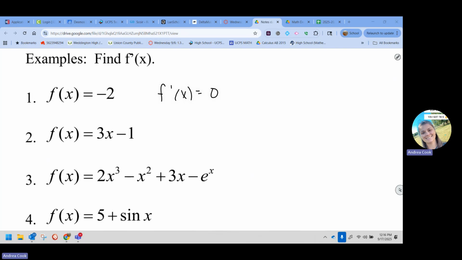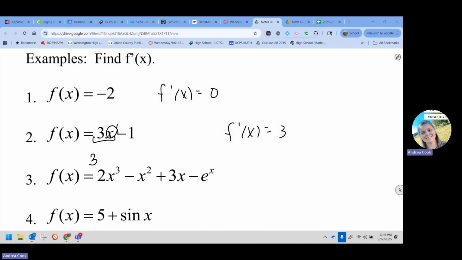On number 2, I have a linear function. Remember, derivative is just the slope. So just thinking ahead for a second, I know my derivative here will have to be 3 because that's the slope of this linear function. But let's talk about it in the context of the rules we just learned. This is a constant times a variable, so this is my constant multiple rule. That means 3 is going to stay with the problem, and then I just do the derivative of this part.